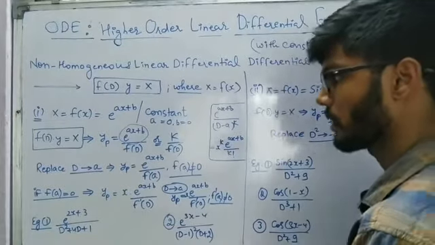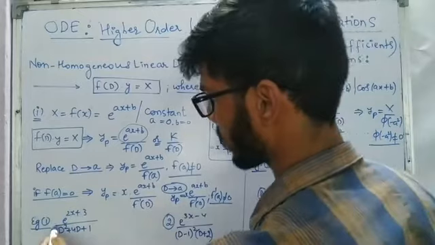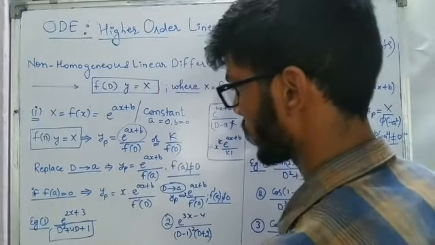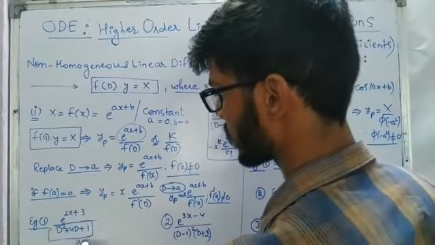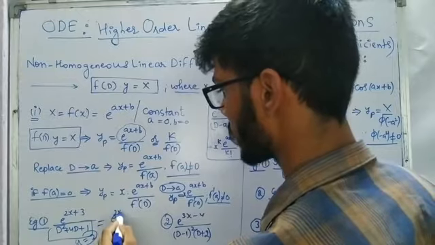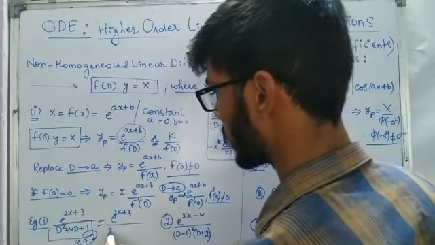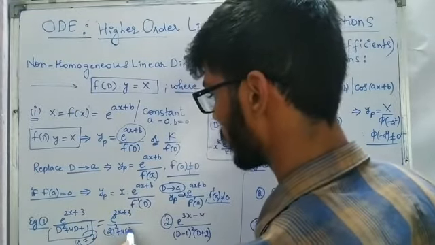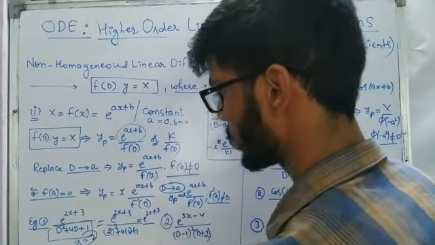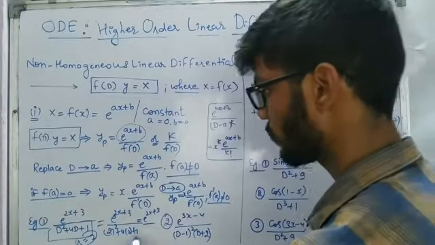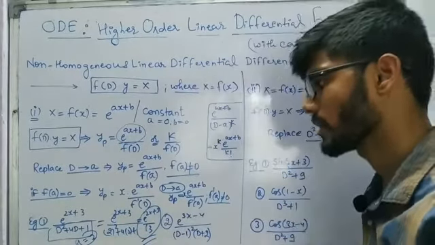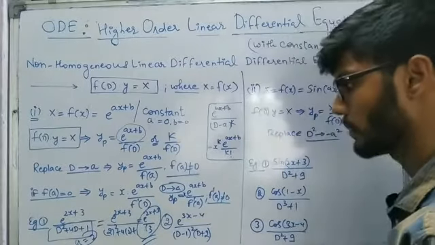I have also taken a few examples. Suppose the left hand side is D² + 4D + 1 and the right side is e^(2x+3), so a is nothing but 2. Replace D by a, so this becomes e^(2x+3) divided by 2² + 4·2 + 1. 2² is 4, 4 plus 8 is 12, plus 1 is 13. So the particular integral will be e^(2x+3) divided by 13. It is as simple as that.